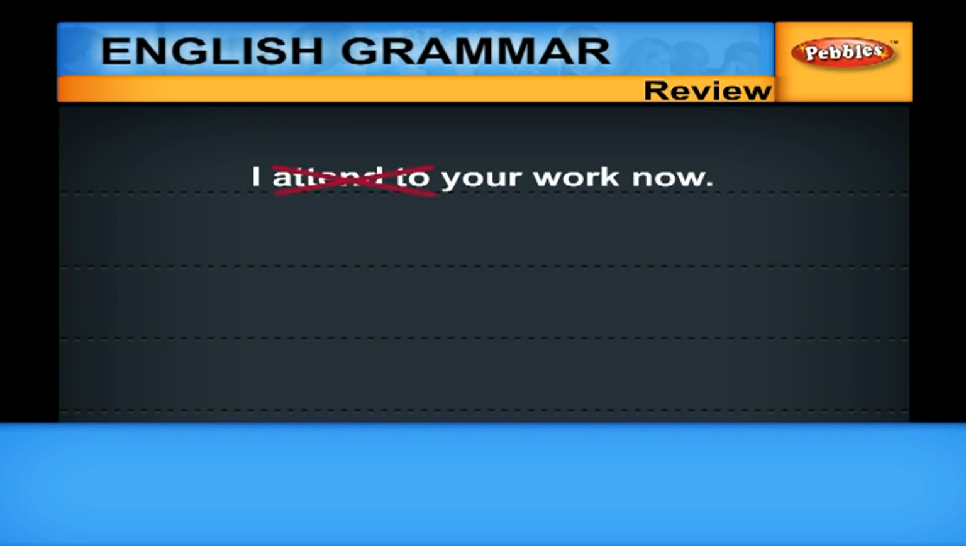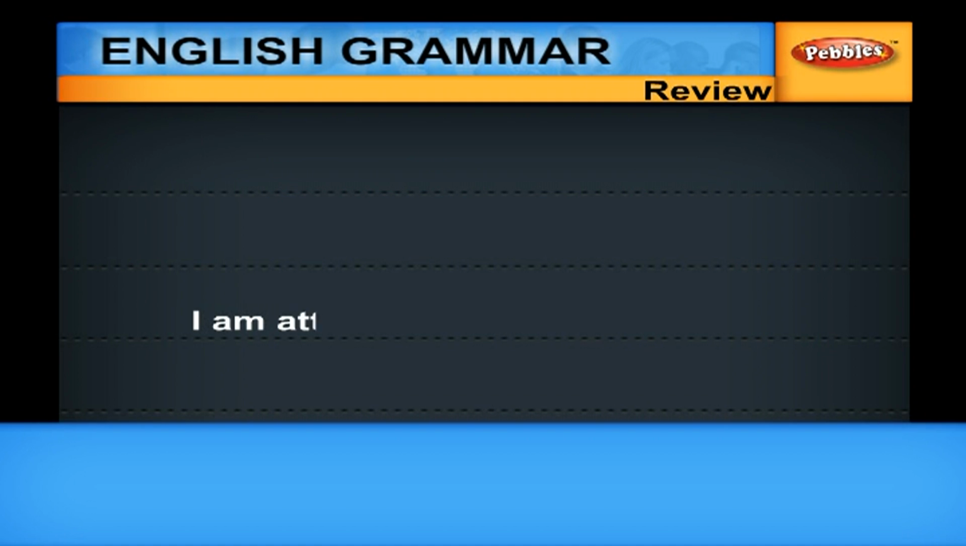So for continuous aspect, we need to use be form, helping verb is, are, am. Since it is first person singular, we need to use am. And we need to use present participle for the verb attend, which is attending. So the correct sentence is, I am attending to your work now.